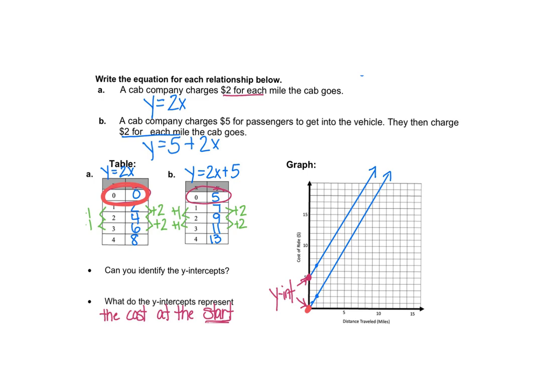And for the second relationship, the cab company charges $5 for the passengers to get into the vehicle. Then they charge $2 for each mile. And notice that we had identified that y-intercept when x is 0, the y-intercept here is 5. And notice on this graph that this line is starting at the 5.